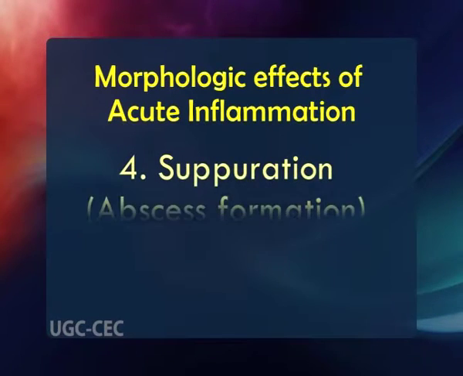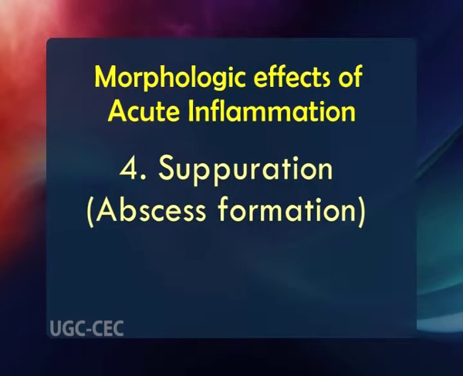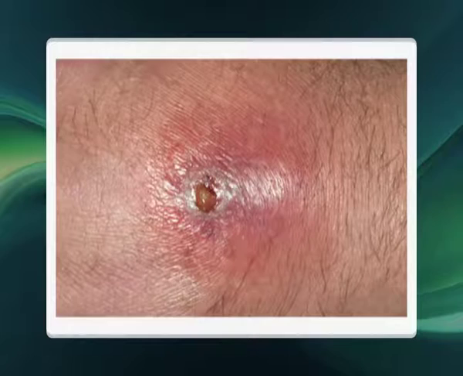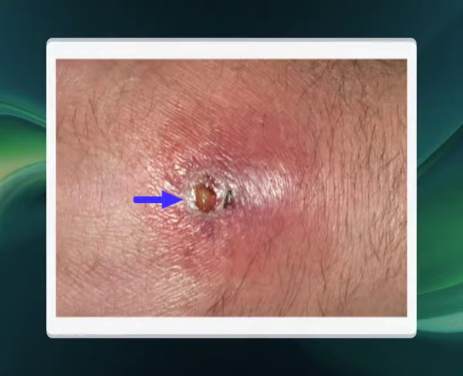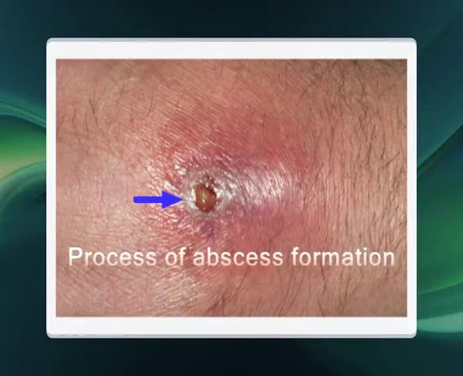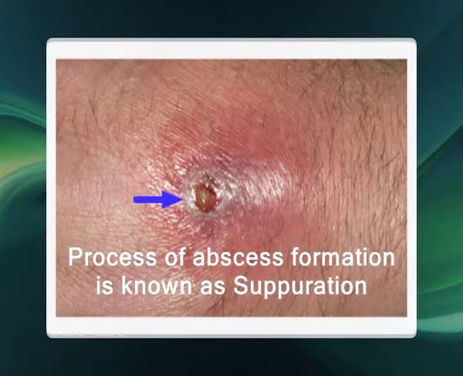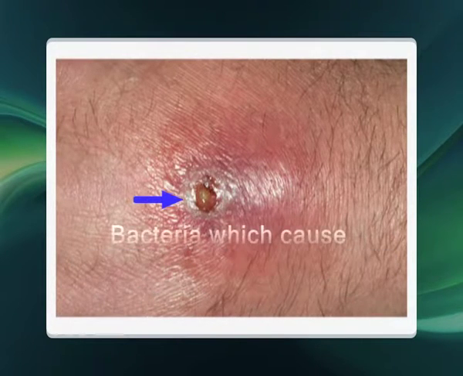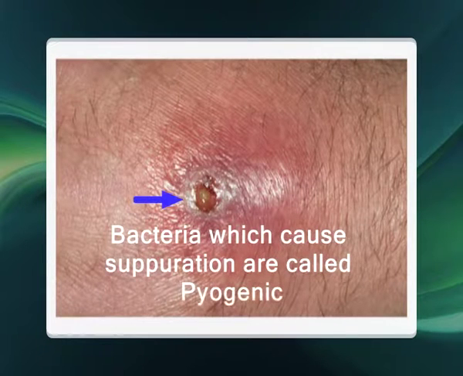Fourth is suppuration or abscess formation. When acute bacterial infection is accompanied by intense neutrophilic infiltrate in the inflamed tissue, it results in tissue necrosis. A cavity is formed which is called an abscess and contains purulent exudates or pus, and the process of abscess formation is known as suppuration. The bacteria which cause suppuration are called pyogenic.